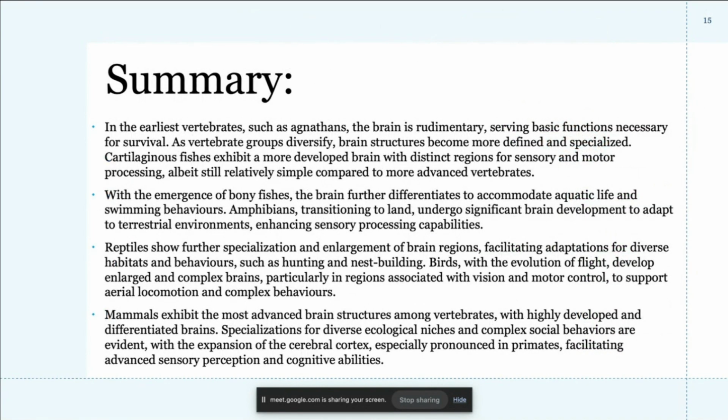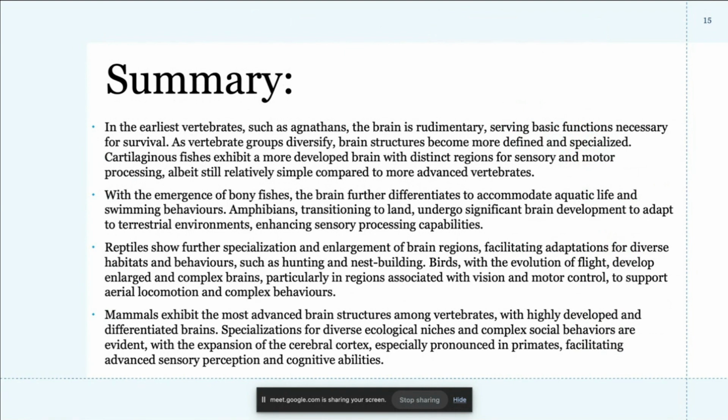So we're saying the earliest vertebrates, the agnatha, the jawless fish, their brain is the most simple. The brain only serves basic functions which they need for survival. As the vertebrate groups diversify and we get more of them, the brain structures are going to be more defined and more specialized, because we're going to go from animals which are very simple to animals which are very complex. And this is to increase their survival and to increase their lifespan.